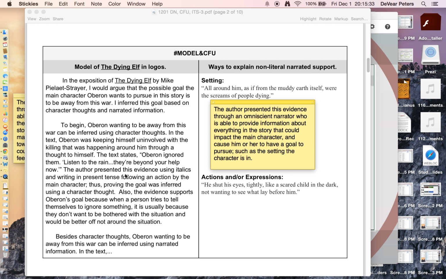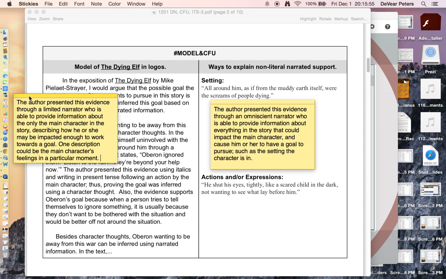And so here, you have the same stem, starting with, how do I know that I'm talking about this narrated information? I would probably start here: I learned about what was around him through a narrator, give the evidence, and then, the author presented this evidence using an omniscient narrator. Same thing here for action and expressions.